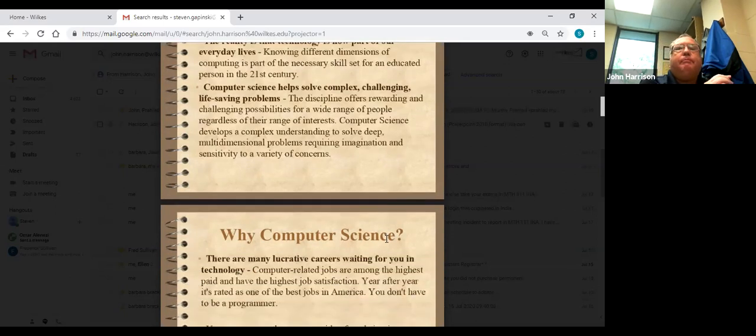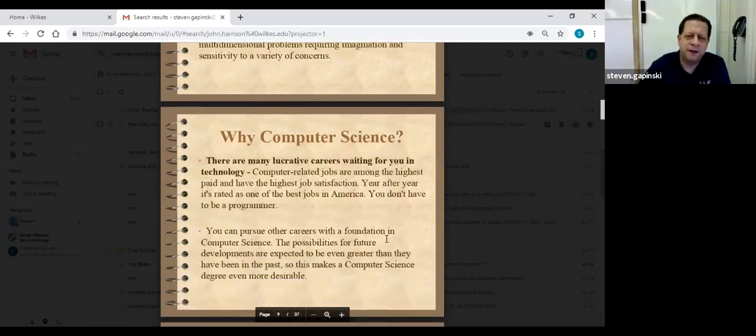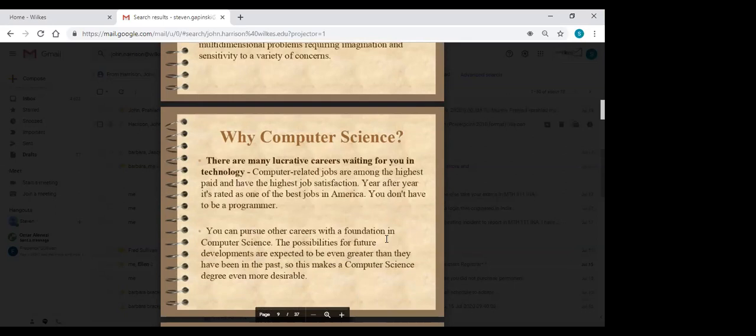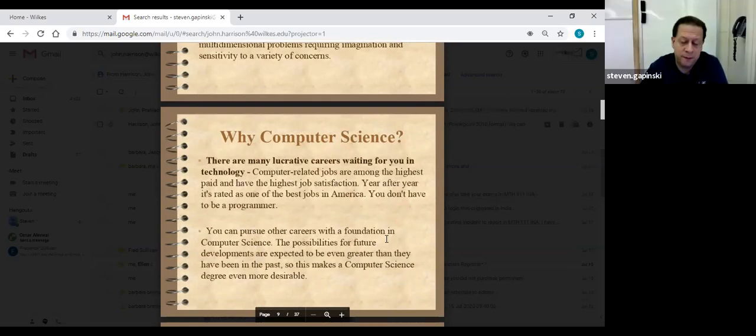Okay, so let's take a look here at what we could say about the career side of things. Again, we're talking about some higher paying jobs, amongst the highest paid jobs that are available in computer science. And as you see noted here, you don't even have to be a programmer per se to secure a job in this field.